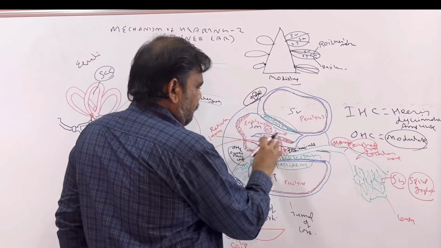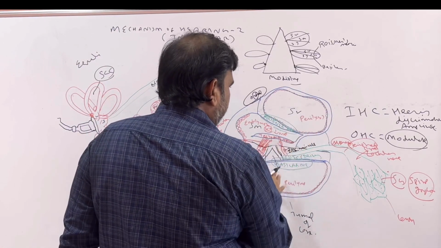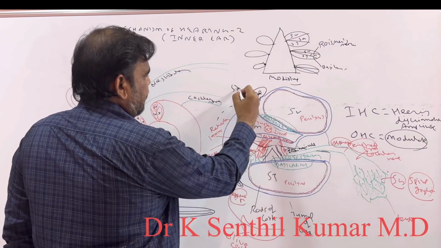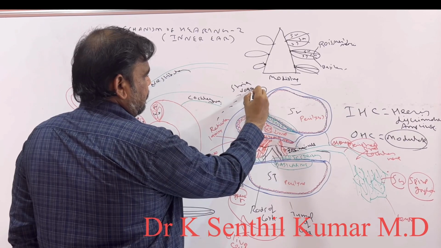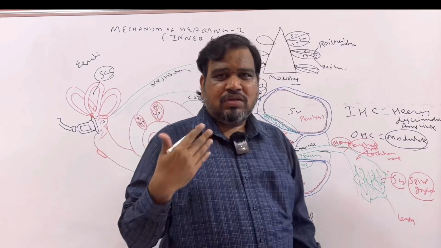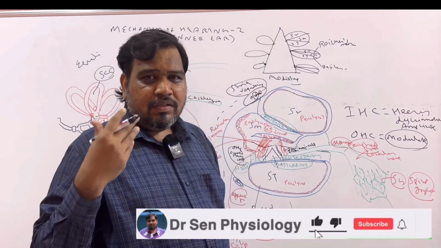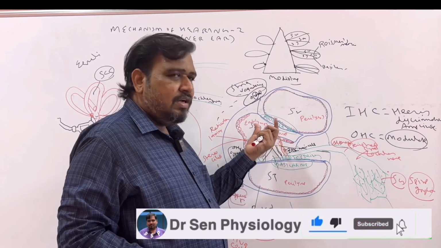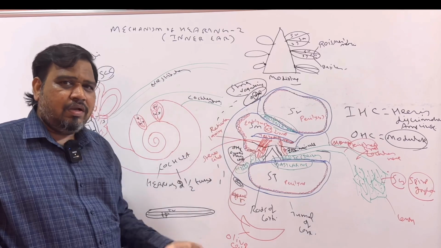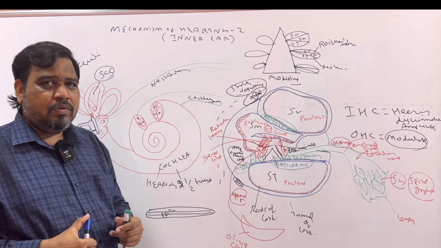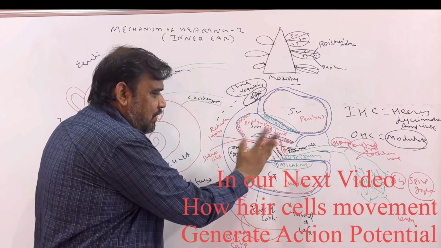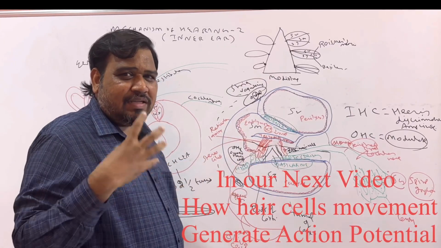Now this is rich in endolymph, this is rich in perilymph. What is producing this fluid? In general, we call that the stria vascularis. So the stria vascularis is the one which is producing both perilymph and endolymph. Endolymph is rich in potassium, low in sodium, whereas perilymph is low in potassium. That also I want you people to note down. Now let me explain how this movement of hair cells is going to generate action potential.